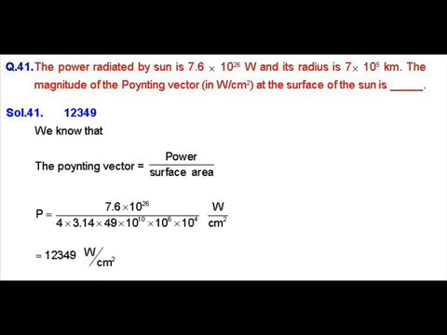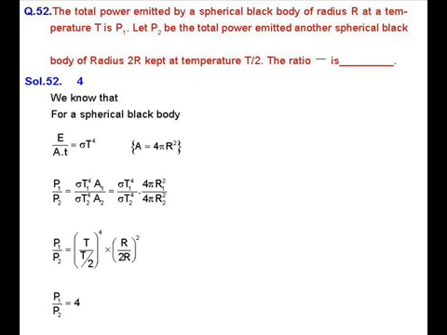Now the power radiated by the sun is given to us, that is 7.6 into 10 raised to the power 26, and the surface area of the sun will be 4 pi r square. So the surface area of the sun can be written as 4 into pi into r square. In watts per centimeter square, we can easily calculate our answer, and that will be equal to 12349 watts per centimeter square. So our correct answer will be 12,349.